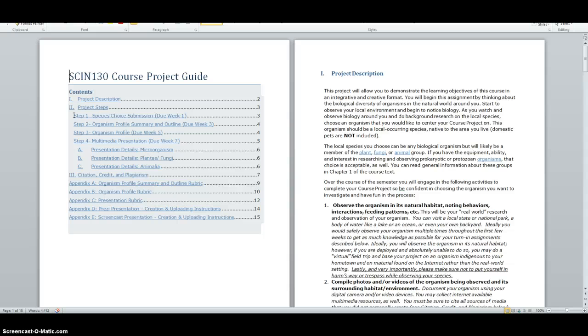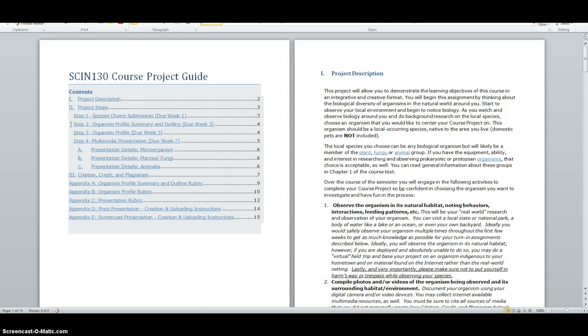The first step is going to be in the first week forum, where you're going to choose your species and you're going to choose the multimedia format that you're going to present your actual presentation in during week 7 and 8. And you have two options. One is Prezi and one is Screencast-O-Matic. I will discuss those two multimedia presentation options in just a moment. But let's go on to step number 2.